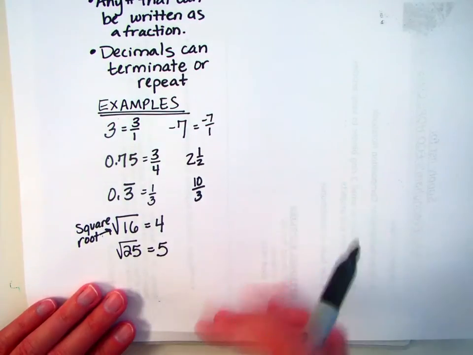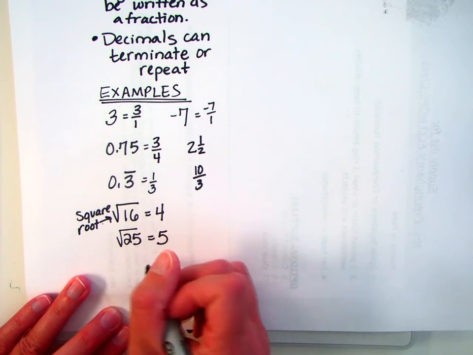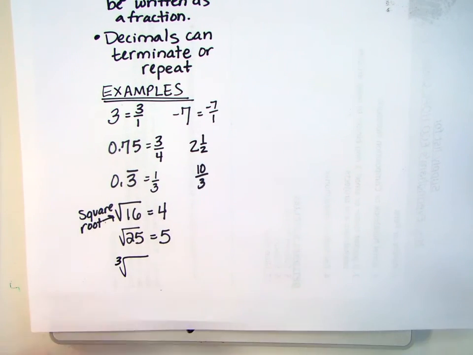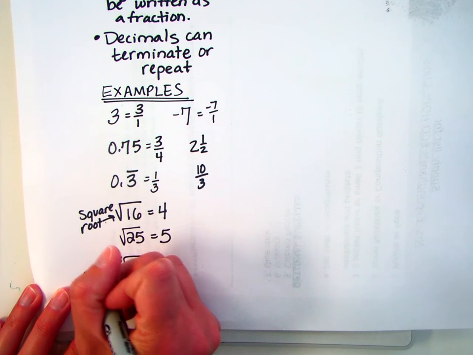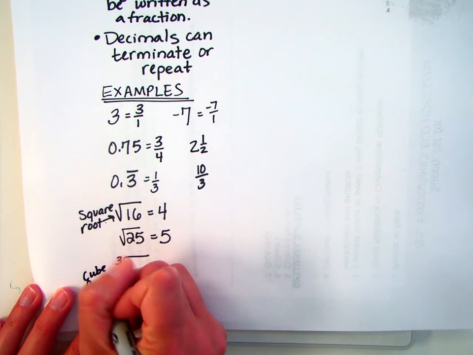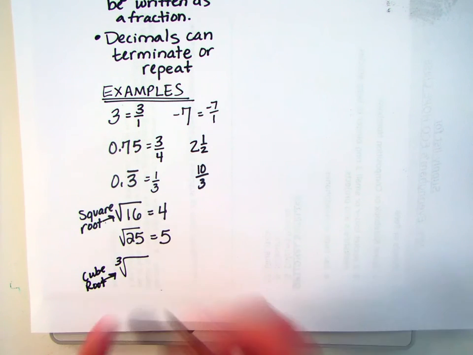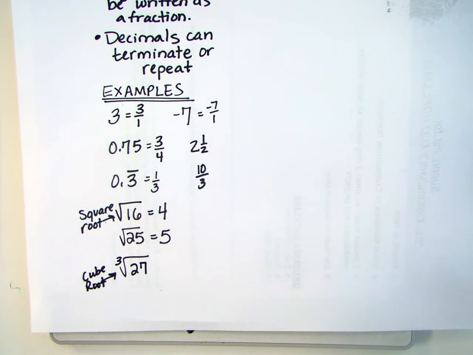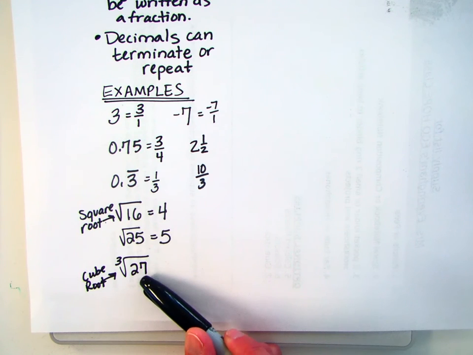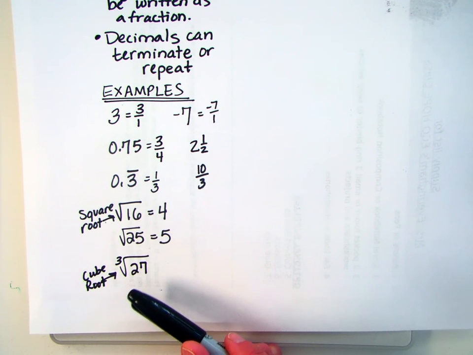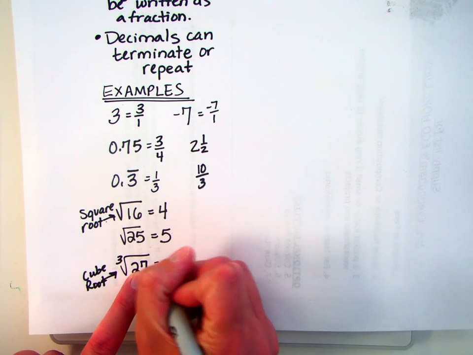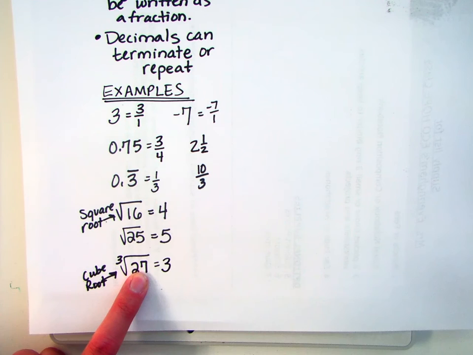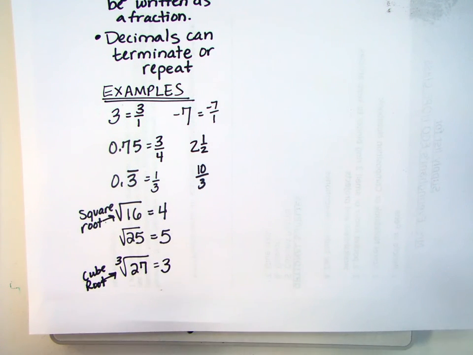Okay, there is one other type, and if we do the same symbol, but now put that little 3 in the front, that changes it from a square root. Now it's asking for the cube root. So let's say we want to know the cube root of 27. What number can we now take and multiply by itself 3 times to get 27? And that would be 3, because 3 times 3 times 3 gives us 27.